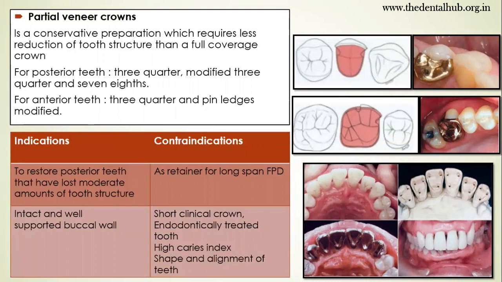Indications: to restore posterior teeth that have lost a moderate amount of tooth structure, or that have an intact buccal wall or buccal and lingual wall both. And contraindications: long span FPD, it cannot be used. Or short clinical crown, endodontically treated tooth, high caries index, and shape and alignment of the teeth is not proper.